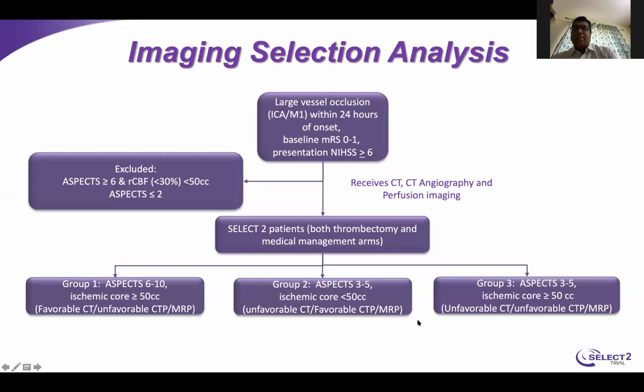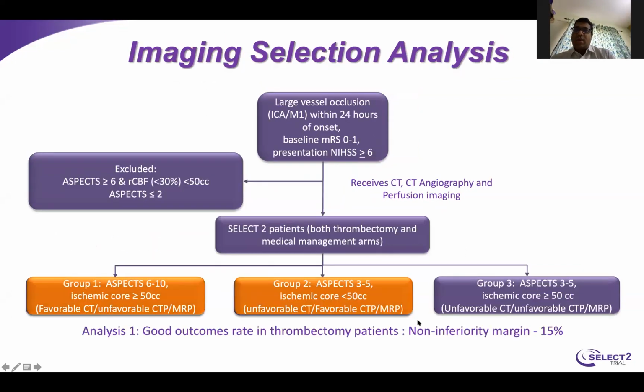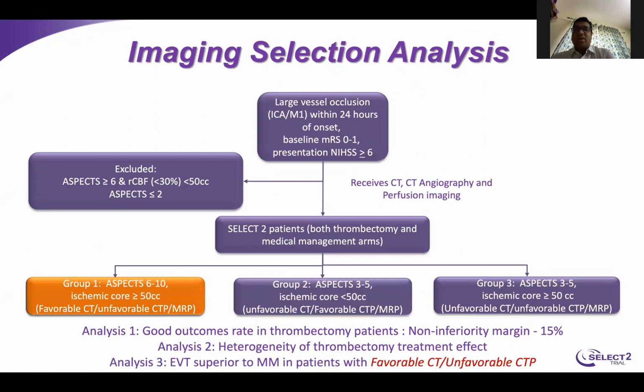Here we are going down on ASPECTS. So should we also increase the mRS score in these patients, like whether mRS 3 is okay? Excellent question.